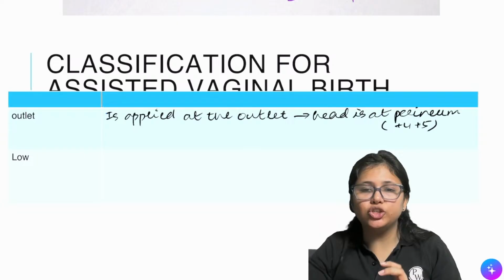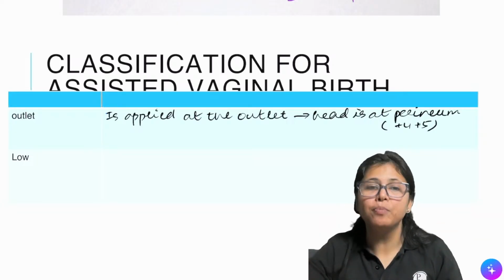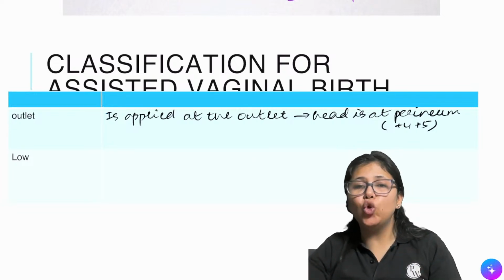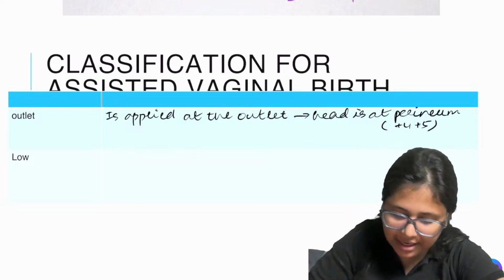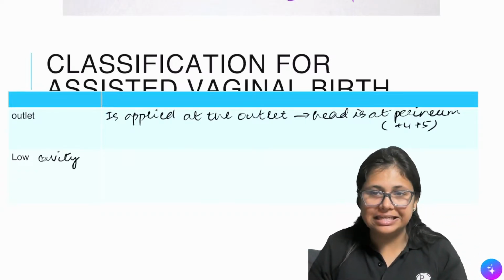Obviously the rotation needs to be complete. If the head is on the perineum, then it is far below your +2, right? This is when you apply the outlet forceps. And when I talk about low cavity forceps, when do we use low cavity? Low cavity, obviously +2 or lower, we are applying this, right?